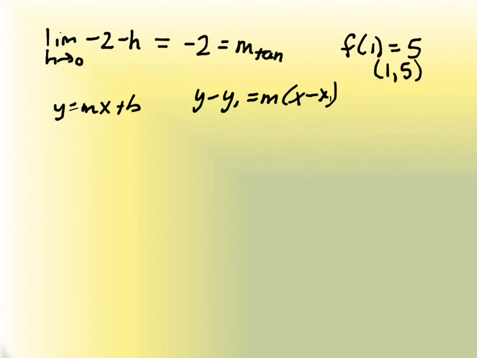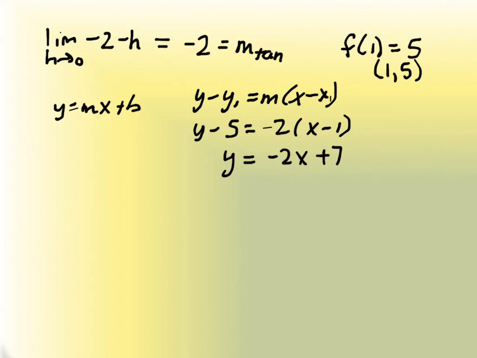And because we have all the details to put it in, I'm going to use this form over here. You could use mx plus b and then solve for b. That would be fine as well. But I know that y1's 5. I know that m is negative 2. And I know that x1 is 1. So I've got y minus 5 equals negative 2 times x minus 1. And if we simplify this a little, we get y equals negative 2x plus 7. The only calculus part of that was the limiting process that you did. Everything else was actually algebra.